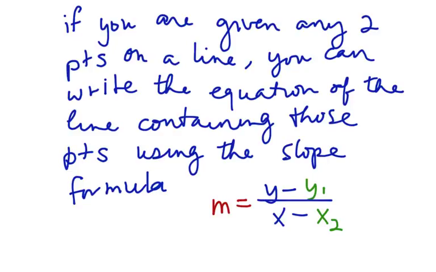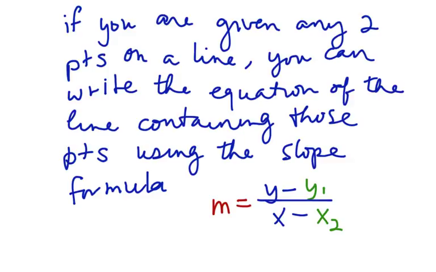Hi, we're going to be learning about point-slope formula and point-slope form of an equation today. And the main idea is that if you are given any 2 points, you can write the equation of the line containing those points using the slope formula. We're actually going to call it the point-slope form of an equation, but I'm going to show you in a second how it's just the slope formula rearranged.